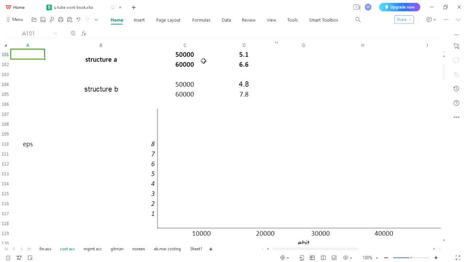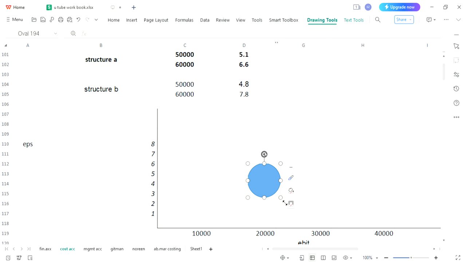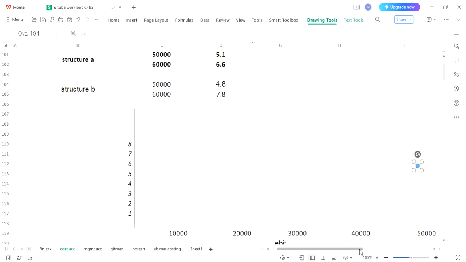Structure A include 50,000 EBIT. Here you will put the marks. Let's choose a circle for marking, and here you will put this mark. Make accurate size. Small points are needed. First point is where 50,000 EBIT is present over here. Let's get back to this stage.